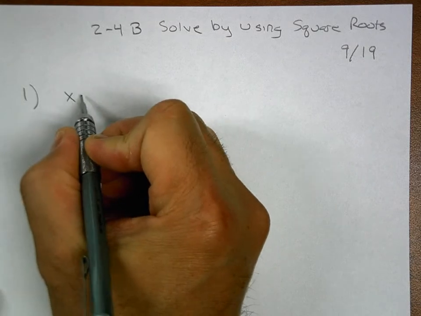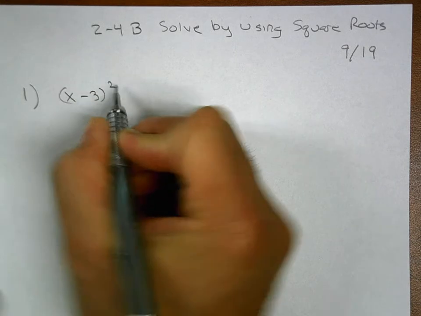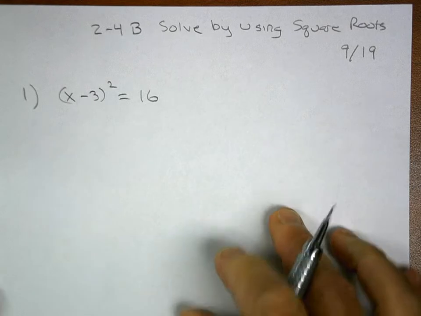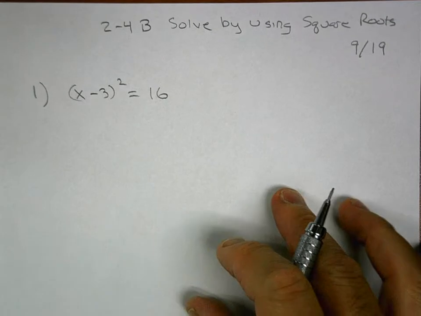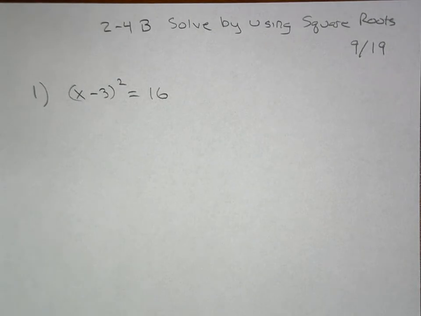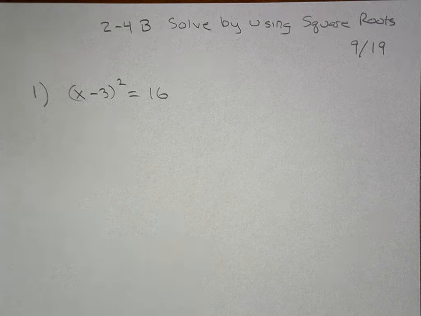If we have x minus 3 squared equals 16, we're going to solve for x. Any ideas?